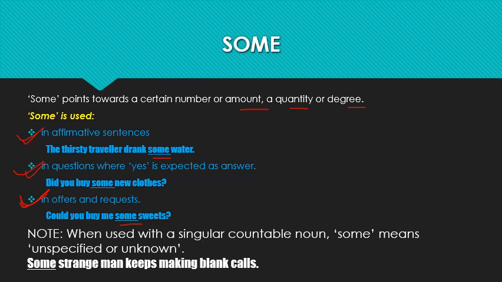When used with a singular countable noun, some means unspecified or unknown. Whenever it is used with a singular countable noun, at that time some means some sort of anonymous thing. Like here in this sentence, some strange man keeps making blank calls. Here the speaker is not aware of who that strange man is. So he is using the word some. So I hope this is clear.